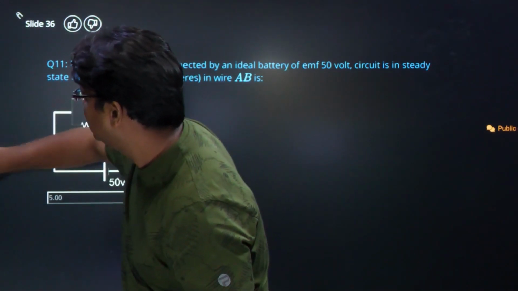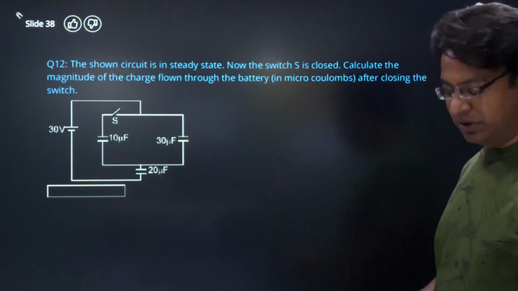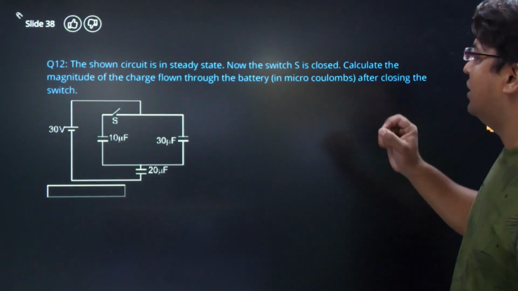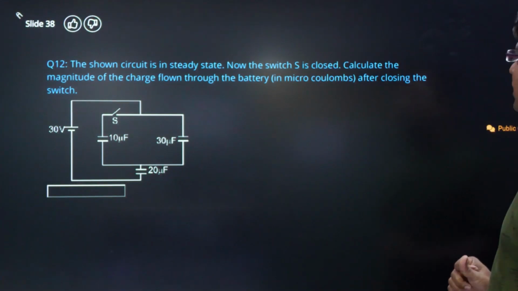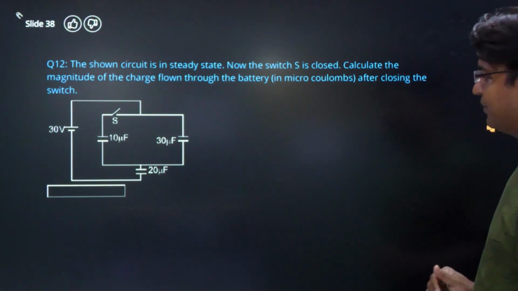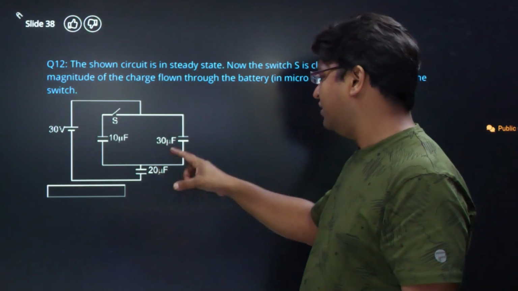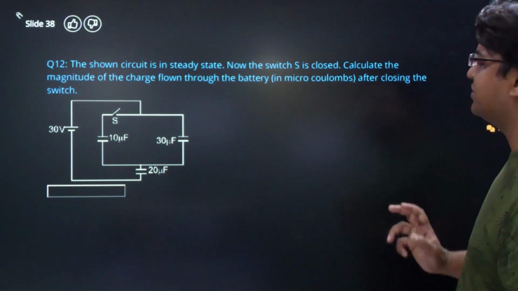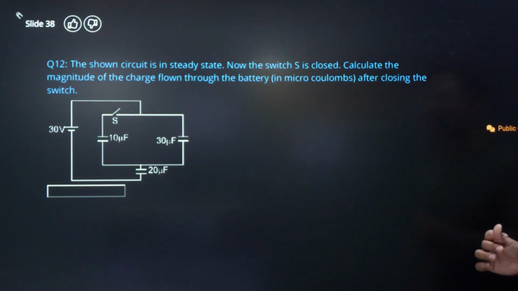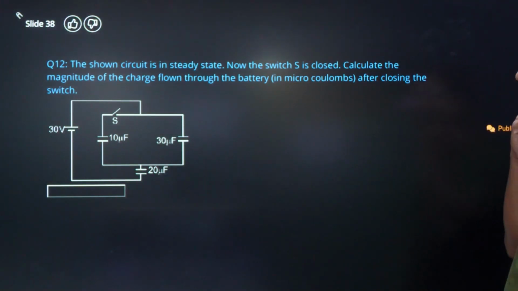Now, question number 12. What does this question say? The shown circuit is in steady state. Now switch S is closed. So the circuit was in steady state earlier. That means the 20 microfarad and 30 microfarad capacitors had charge on them. How much charge we can calculate, we'll see whether we need to or not. Calculate the magnitude of the charge flown through the battery after closing the switch.